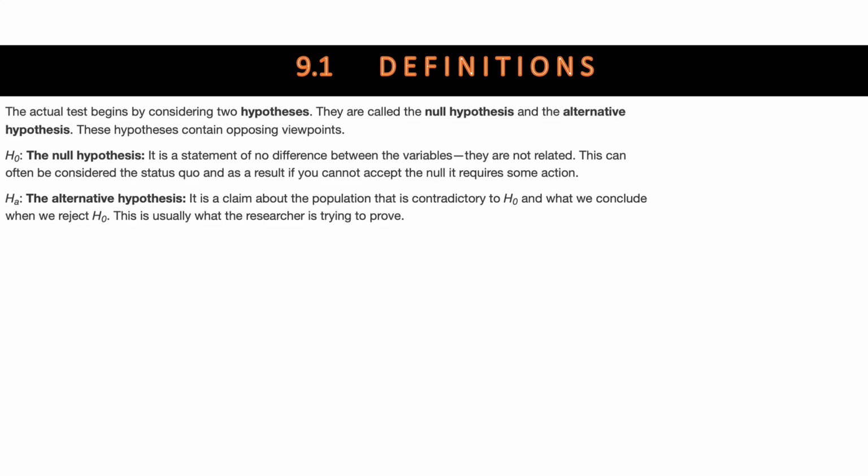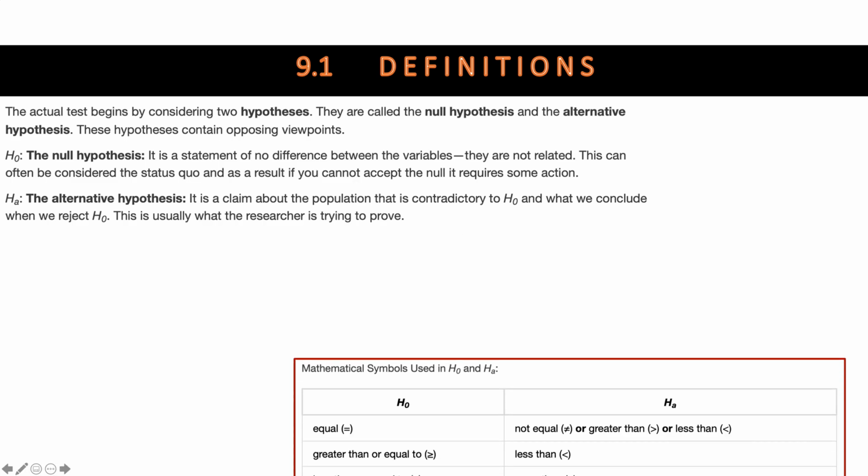The alternative hypothesis is a claim about the population that contradicts the null hypothesis. That I can wrap my head around pretty easily. It's what we conclude if we choose to reject the original null hypothesis. This is usually what the researcher tries to prove. What am I talking about? Let's try to clarify this a little bit.